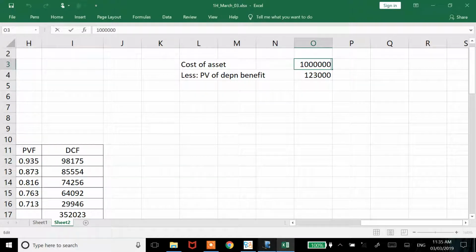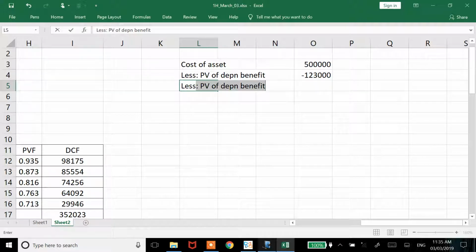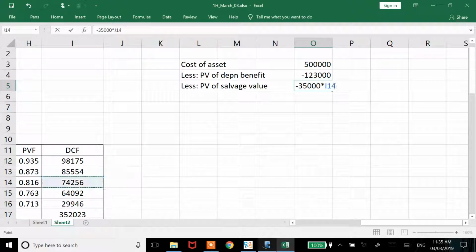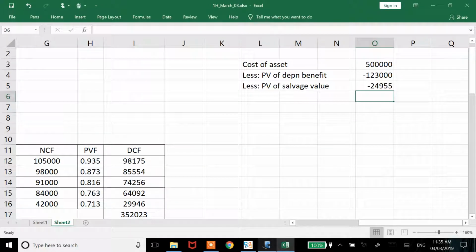Sorry, what was the cost of the asset? 5 lakh, sorry, 5 lakh. Present value of depreciation benefit is 30,000 into 5-year annuity factor less present value of salvage value. Present value of salvage value is 35,000 into 0.713, and if you put a total of this, it will match that 352023, 352045. That is a rounding off difference of 22 rupees.